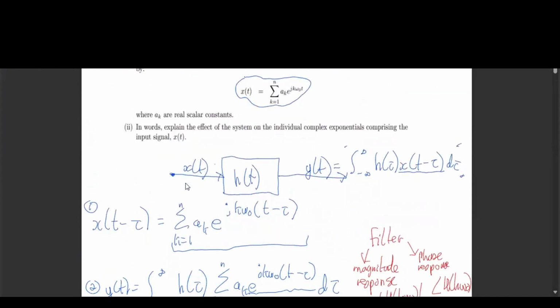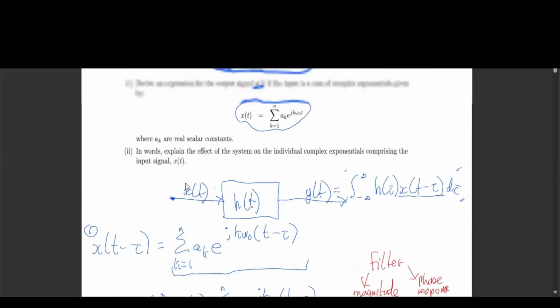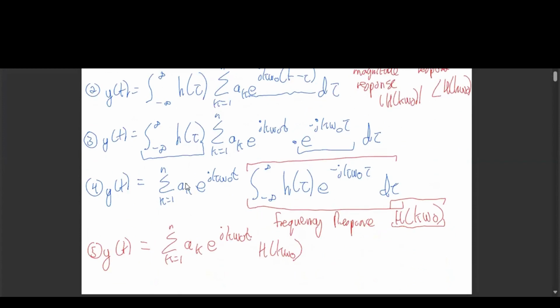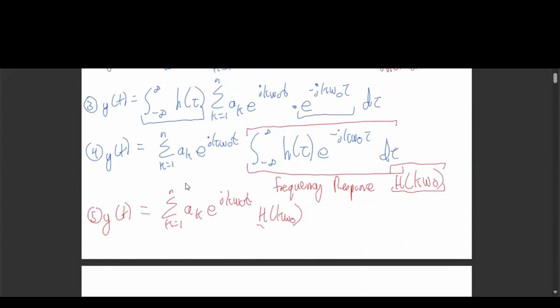Right? The last part: in words, explain the effect of the system on the individual complex exponentials comprising x at t. So every individual complex exponential will be multiplied by its frequency response calculated at that frequency. Every sinusoid is at whatever frequency it is, and each will have a different frequency response because it's specific to whatever frequency it's at. All right, so that's that. That is the end of the first part.